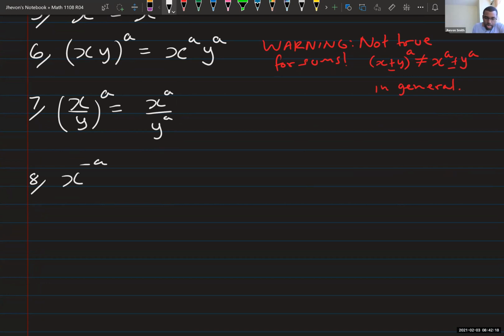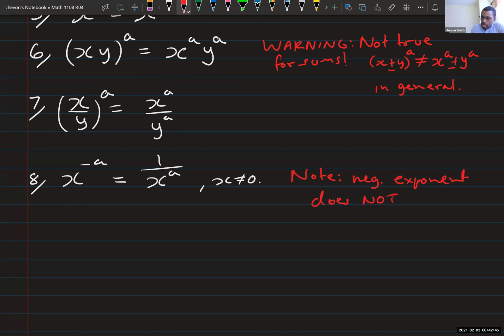What does a negative power mean? Inverse. Inverse as in reciprocal, I think you mean. Yes. Again, x is not equal to 0 in this case. I do want you to note negative exponent does not affect the sign of the base.